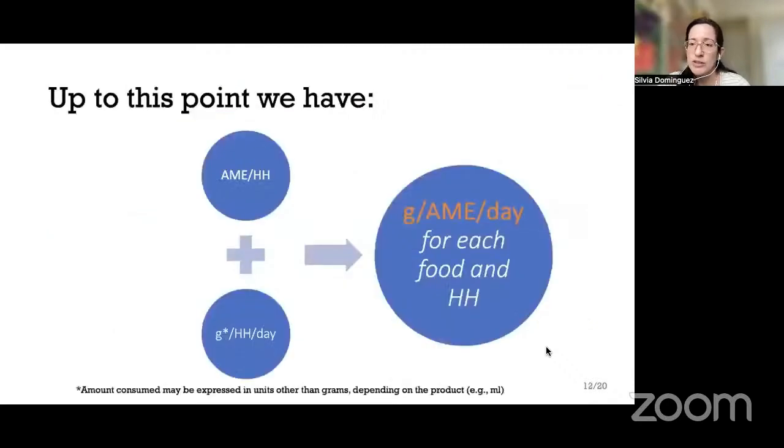So to recapitulate, earlier, we calculated the number of adult male equivalents per household. And just now, we calculated the amount of food consumed per household per day. Now, logically, what we'll do next is use this information to estimate the amount of food consumed, so in units of mass, per adult male equivalent per day for each food and for each household.